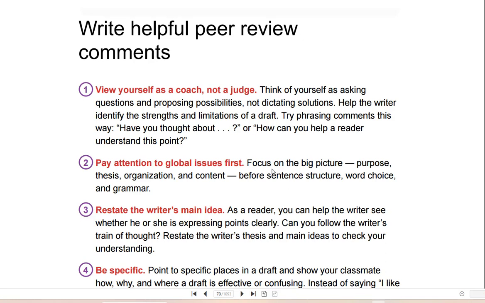Pay attention to global issues first. Focus on the big picture, purpose, thesis, organization, and content, before sentence structure, word choice, and grammar. Restate the writer's main idea. As a reader, you can help the writer see whether he or she is expressing points clearly. Can you follow the writer's train of thought? Restate the writer's thesis and main ideas to check your understanding.